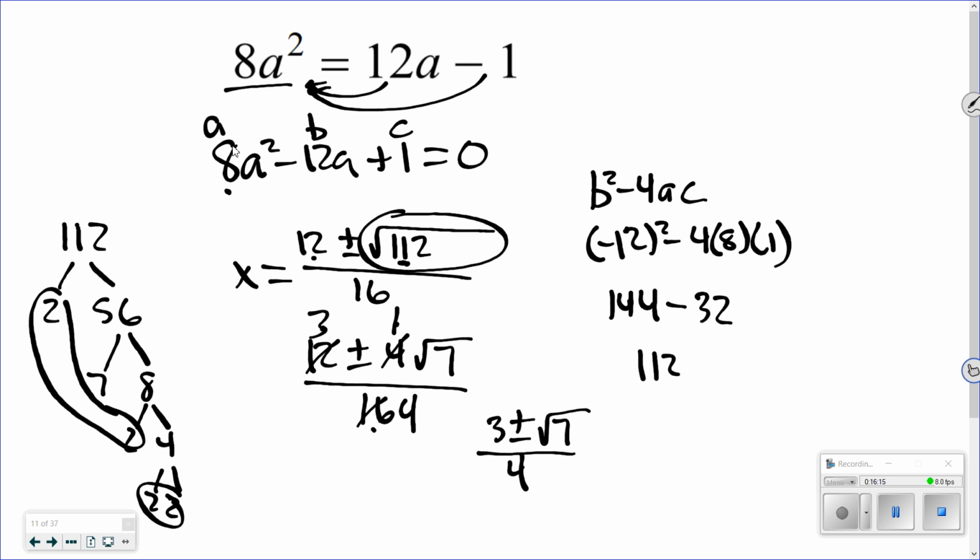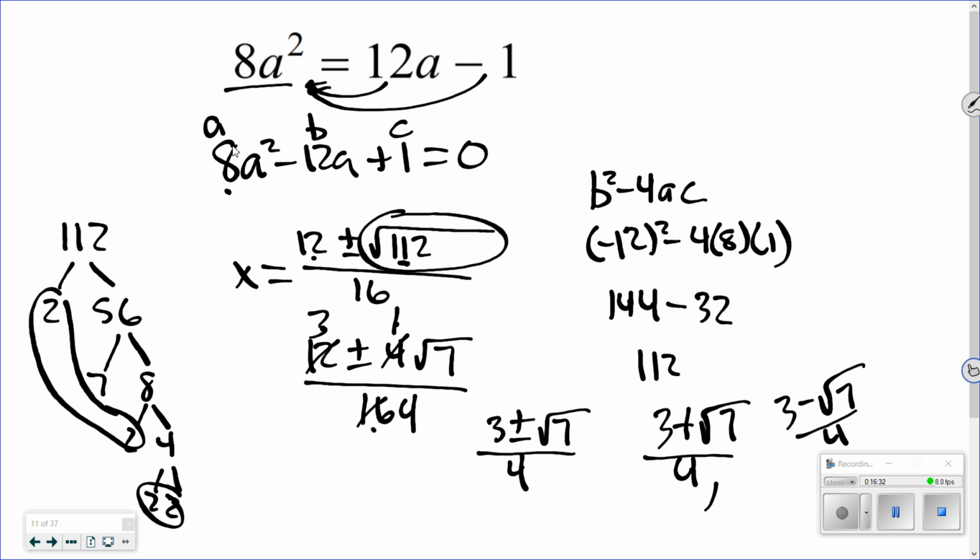Again, just remember that's two different answers. I'm okay if you leave it like that, but just make sure you know that really means this, right? That means that's one answer, and my other answer would be that one, 3 minus the square root of 7 over 4.